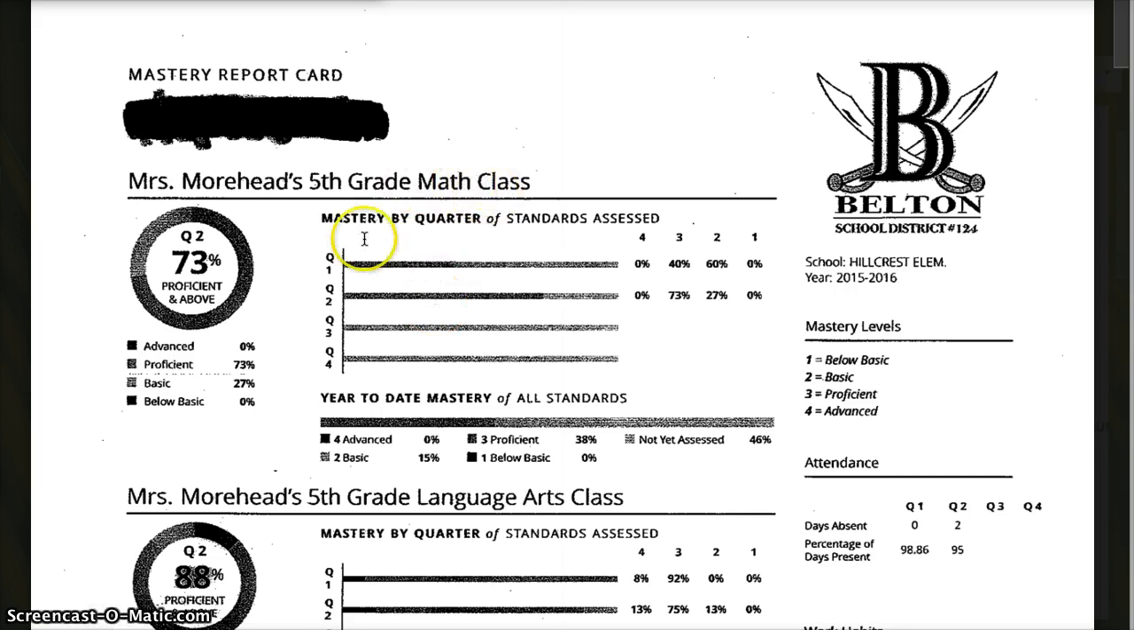So this first one is in math. And this student, it's a little hard to tell because this is a copy of a copy, but this student right now is at 73% proficient and above. And you can see down here 27% scoring at the basic level. So that gives us an idea of those skills, which we'll talk about a little bit, that we still need a little extra work on in math for this student. And then it also has a review of quarter one. So in first quarter, the student had about 40% of the standards assessed that were mastered and about 60% that were basic. So this student actually has shown great improvement.